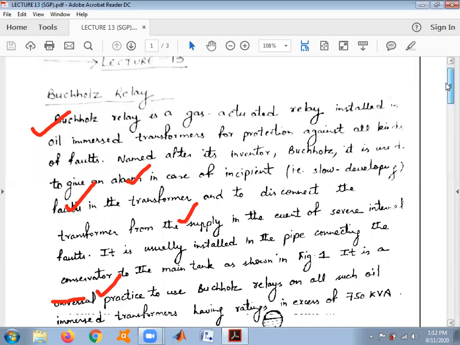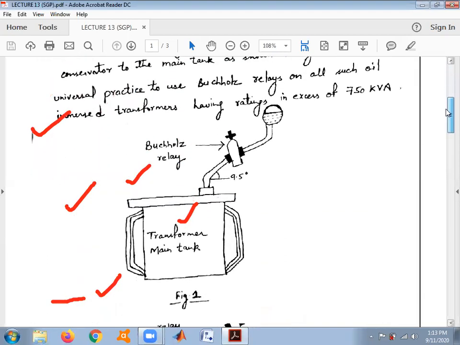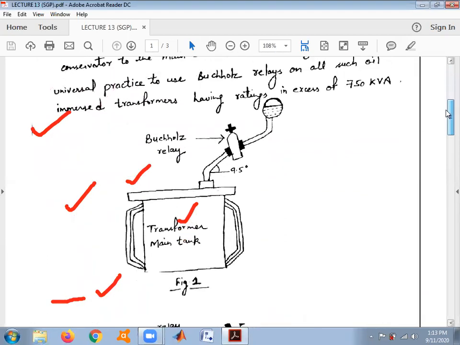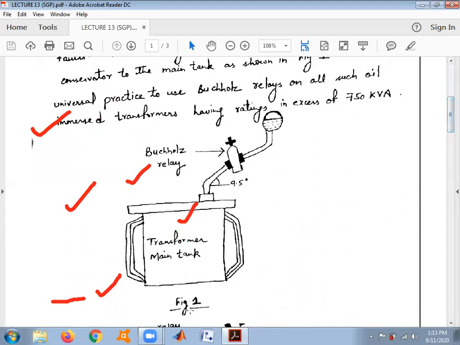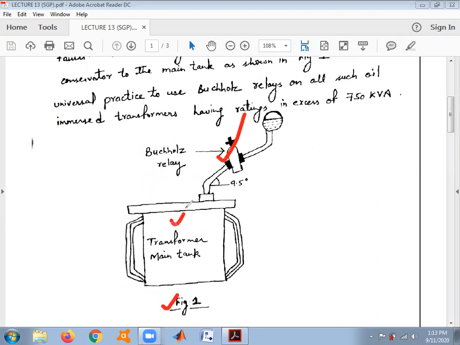So where is figure number 1? Okay, so here I am representing figure number 1. Buckholz relay is connected between the transformer main tank and the conservator oil tank. These are the radiators taken out from the transformer. So the Buckholz relay is connected between the main tank as well as the conservator tank. This is the Buckholz relay.